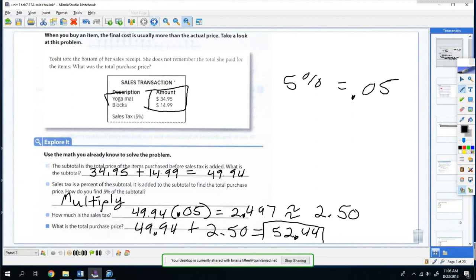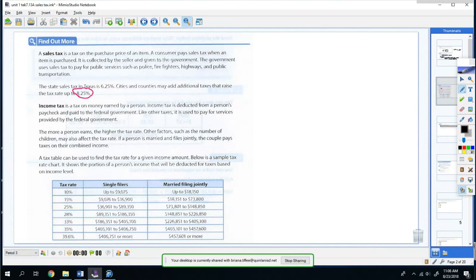All right, let's explore a little bit more about sales tax. Sales tax is a tax on the purchase price of an item. A consumer pays sales tax when an item is purchased, it is collected by the seller, and given to the government. The government uses sales tax to pay for public services such as police, firefighters, highways, and public transportation. The sales tax in Texas is 6.25%. Cities and counties may add additional tax that raises it up to 8.25%.